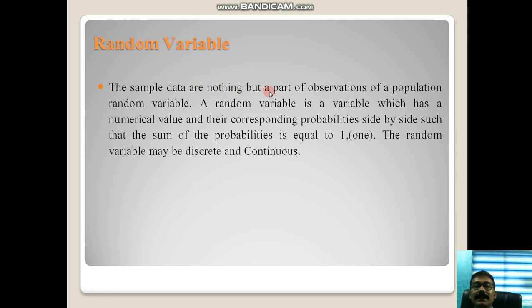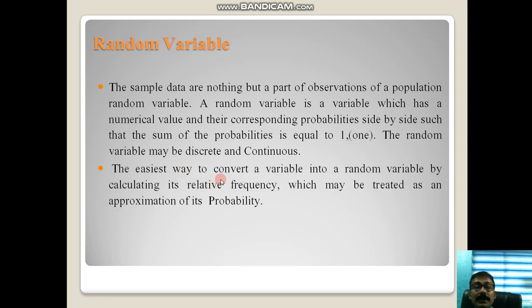The sample data are nothing but a part of observations of a population random variable. A random variable is a variable which has a numerical value and their corresponding probability side by side, such that the sum of the probabilities is equal to 1. The random variable may be a discrete random variable or a continuous random variable. The easiest way to convert a variable into a random variable is by calculating its relative frequency, which may be treated as an approximation of its probability, especially for a discrete random variable.